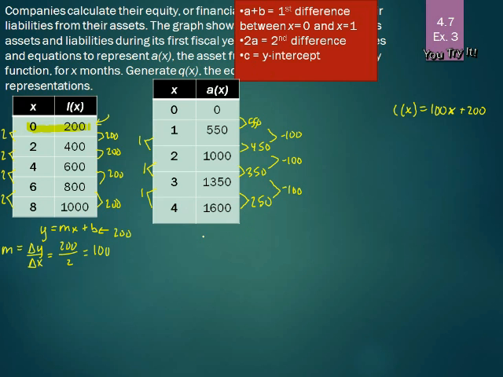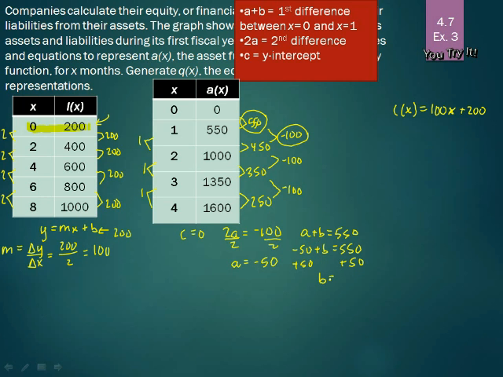So c is the y-intercept, and we see here our y-intercept is (0, 0). So we know c equals 0. And then 2a equals the second difference, which is negative 100. And so if we divide by 2 on each side to solve for a, then a equals negative 50. And then for b, a plus b equals the first difference between x equals 0 and x equals 1. So the first difference between x equals 0 and x equals 1 is 550. And then we know that a is negative 50. And so to solve for b, we can add 50 to each side. And we see that b equals 600.